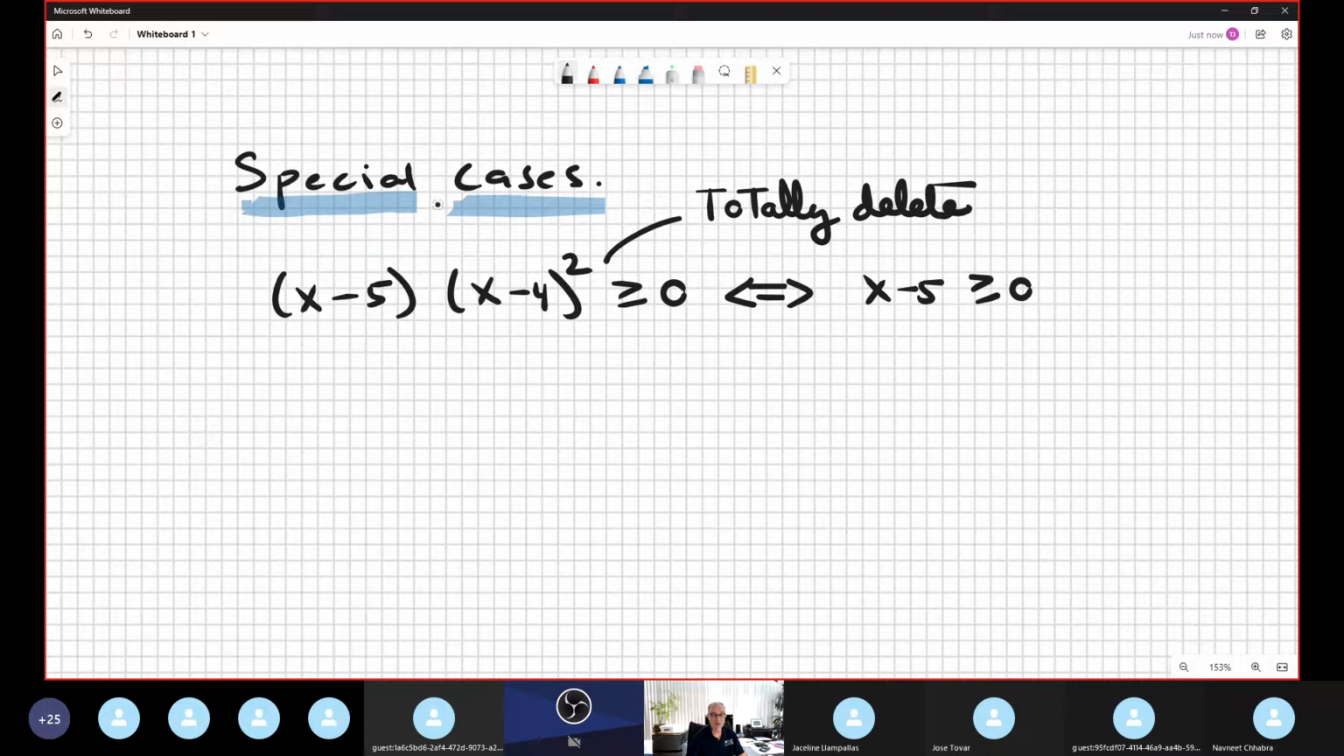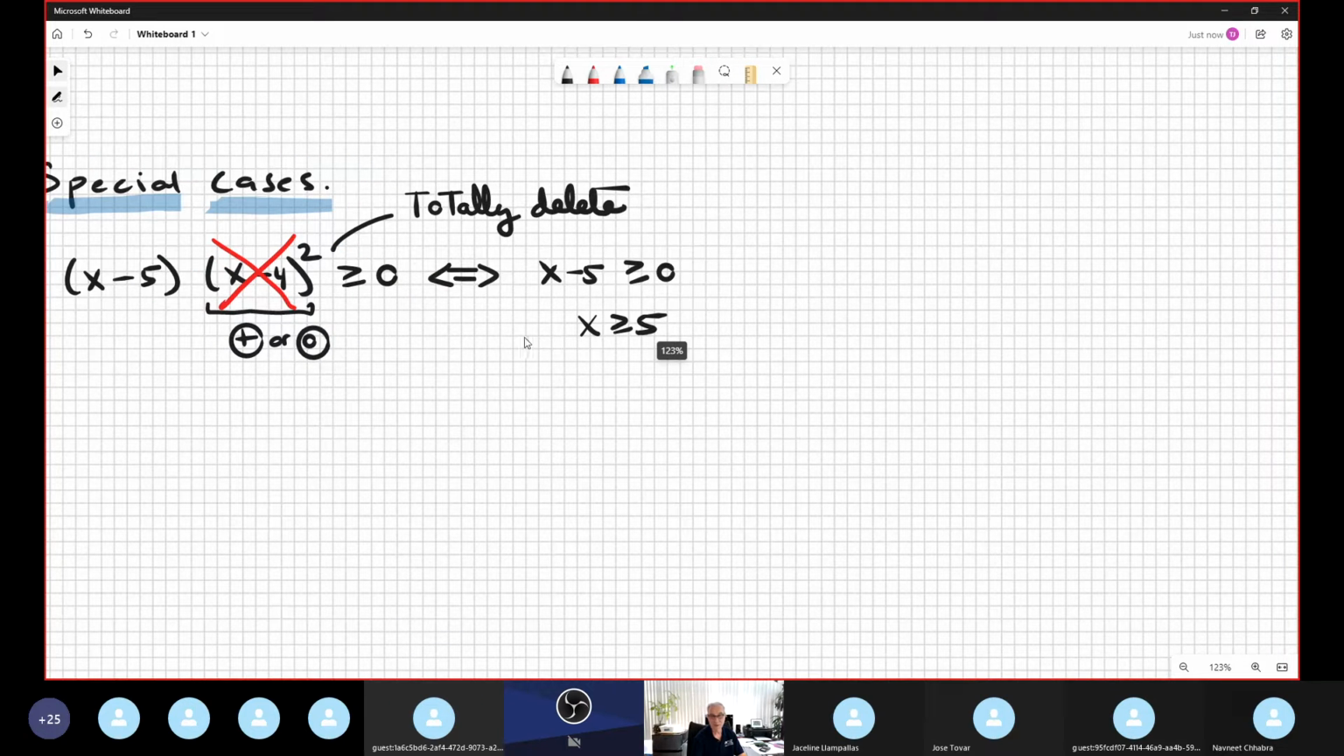And the reason is clear. That part is always positive or 0. That part is totally irrelevant in our inequality. Therefore, you mentally delete it, and focusing on the other part is super easy. This is not a complicated inequality. It's the inequality we do in intermediate algebra. x is greater than or equal to 5. However, you want to express it in interval notation, because in the test they always ask you for interval notation. Well, okay, let's do it.